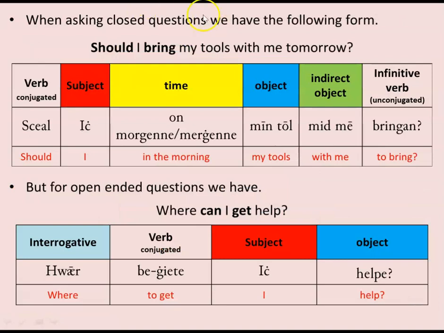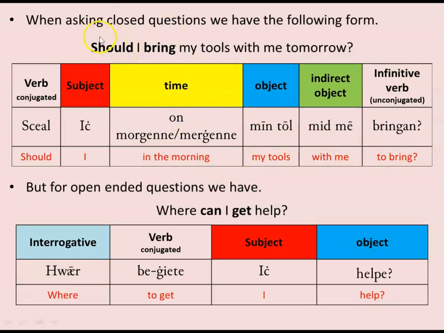Next bit. When asking questions, we have the following form. The verb goes to the front. This will also happen for commands and directives and so on, but for the moment, let's just deal with questions. When we're asking a closed question, then we would have the conjugated verb first. Should I bring my tools with me tomorrow? Shall ich on morgen min tol mit me bringen? Okay, morgen or mergen. Okay, so should I in the morning my tools with me to bring?